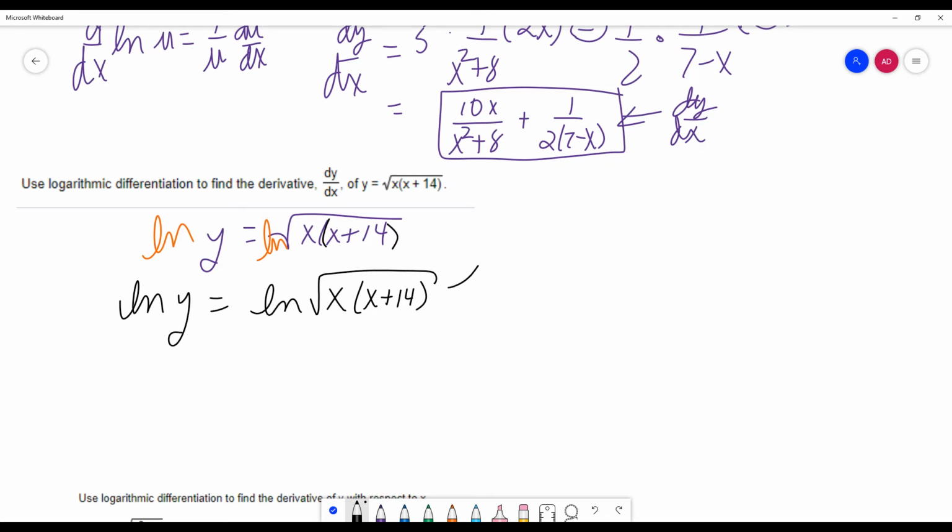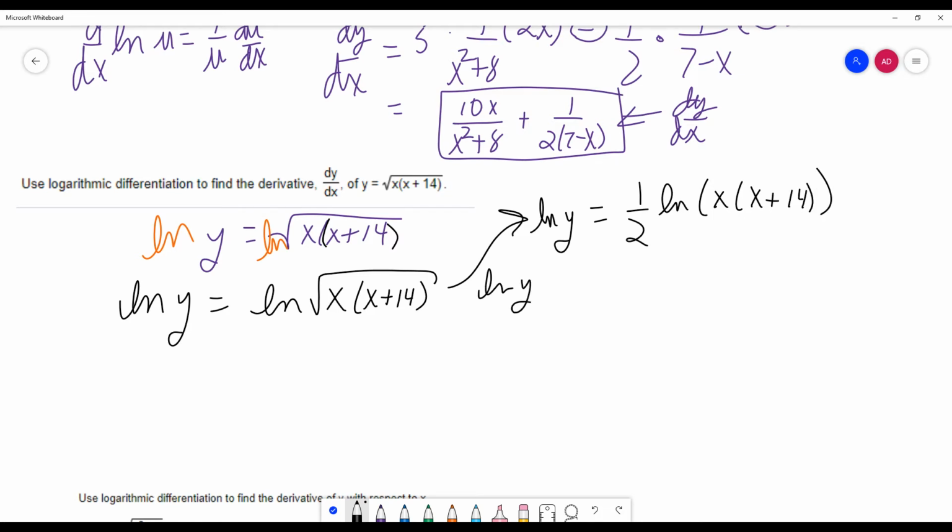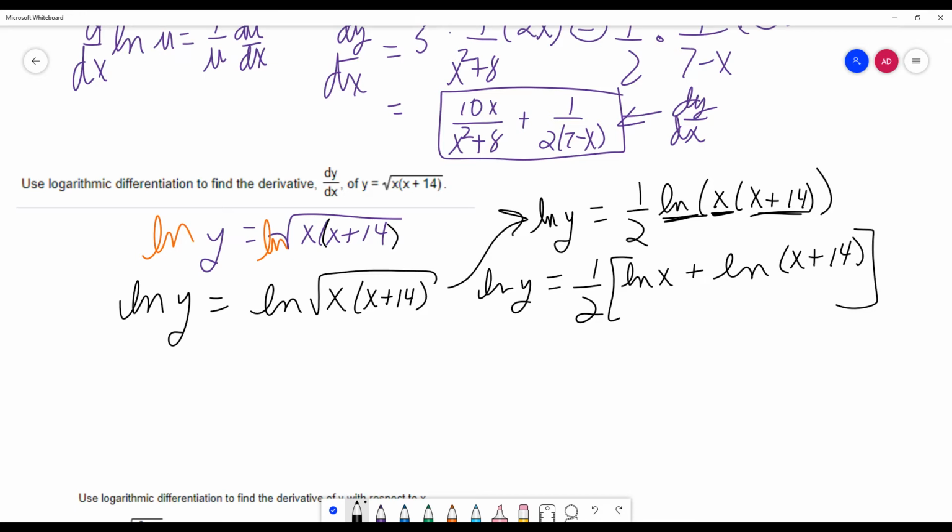Now, let's use some properties. The natural log of y equals 1/2 flips down in front, natural log of x times x plus 14. And you could distribute that, but you really don't have to, because all I'm doing is using my properties. Now remember, the natural log of any two things that are being multiplied together becomes the sum of those two things. That's the property that the natural log of AB is the natural log of A plus the natural log of B. I hope that made sense.